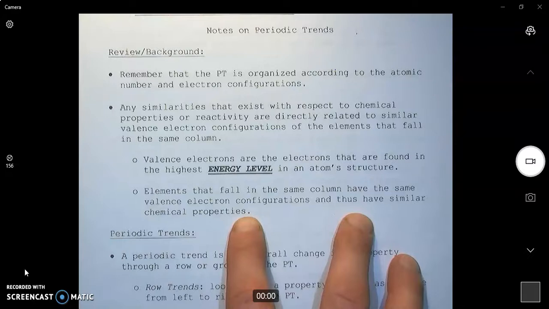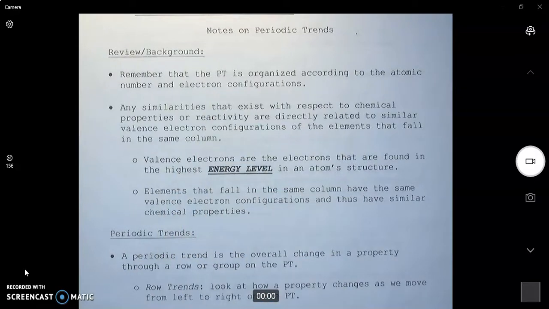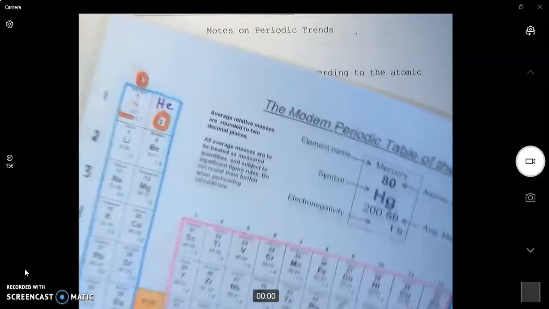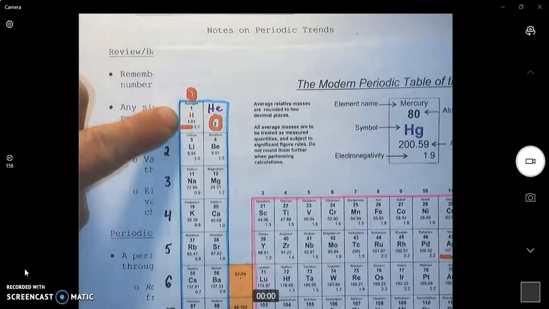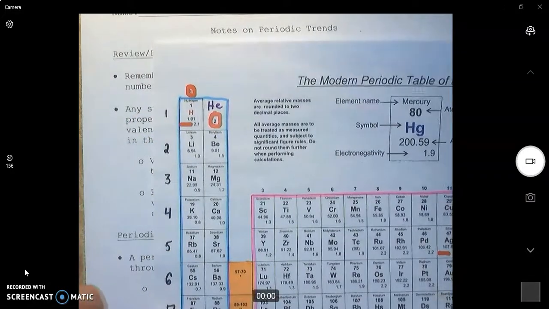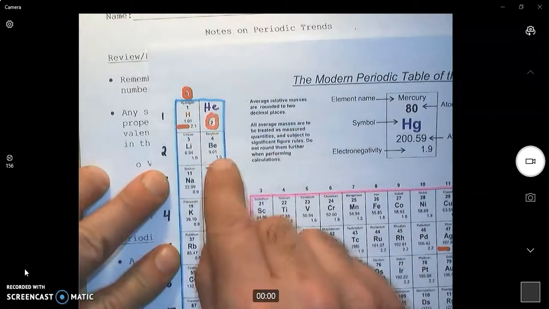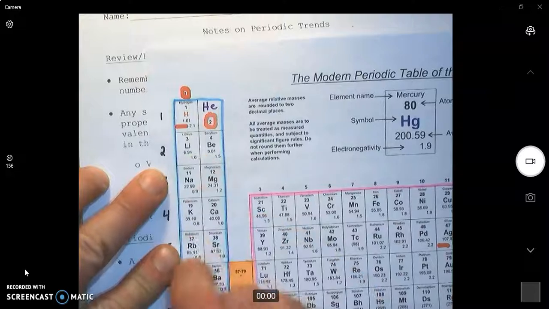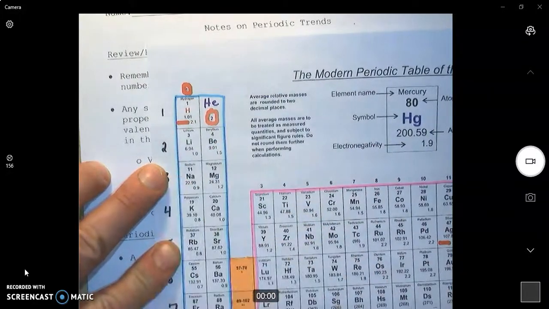So every element in the same row has the same number of energy levels. Everything in the same group vertically will have the same ending to its electron configuration. So for instance, everything in group 1 will end in the highest number, s1. So that's 1s1, 2s1, 3s1, 4s1, all the way down to 7s1. Everything in column 2 ends in an s2. So beryllium, for instance, would be 1s2, 2s2. Magnesium would be 1s2, 2s2, 2p6, 3s2.